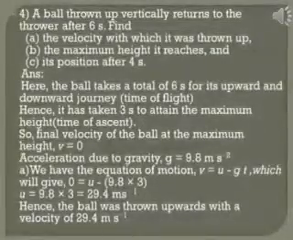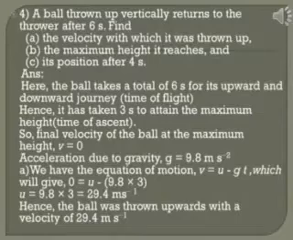And the fourth question is, a ball thrown up vertically returns to the thrower after 6 seconds. Find A, the velocity with which it was thrown up, B, the maximum height it reaches, and C, its position after 4 seconds. How to solve this question?